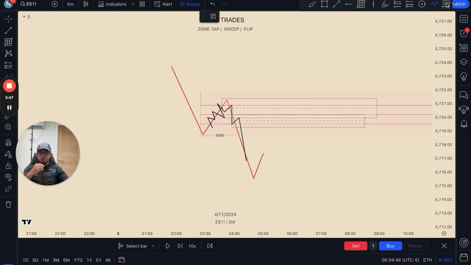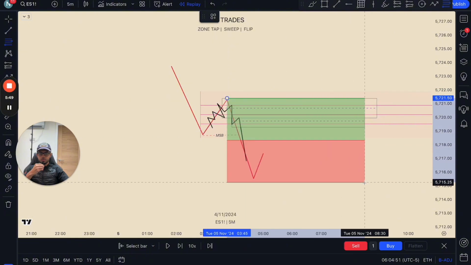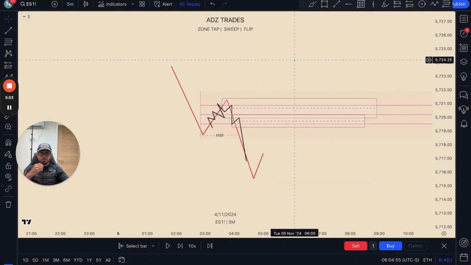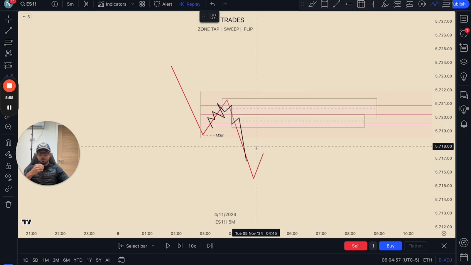We're going to look for what? Okay, they're both in premium, which is nice. They both have liquidity, let's say. They both have fair value gaps. Perfect. Then all we're going to wait for is as this higher time frame retraces.